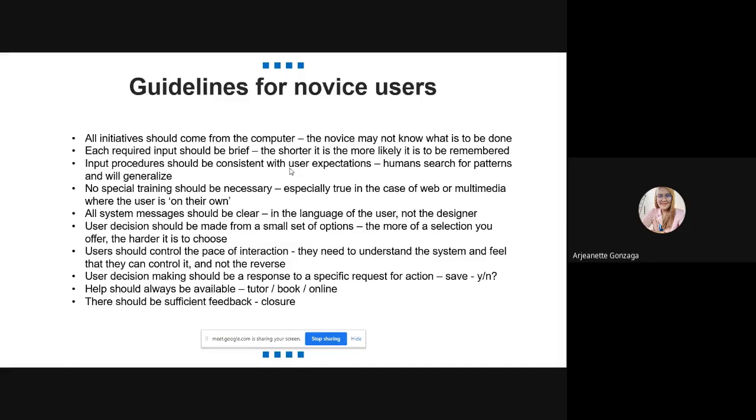So, they need to understand the system and feel that they can control it and not the reverse. Na yung computer yung dapat nagko-control sa'yo. User decision making should be a response to a specific request for action. So, dapat, example, save, yes or no. Help should always be available. Dapat, kung napansin nyo sa mga computers, kahit sa mga websites, kahit anumang devices, meron tayong help button. There should be sufficient feedback or closure.